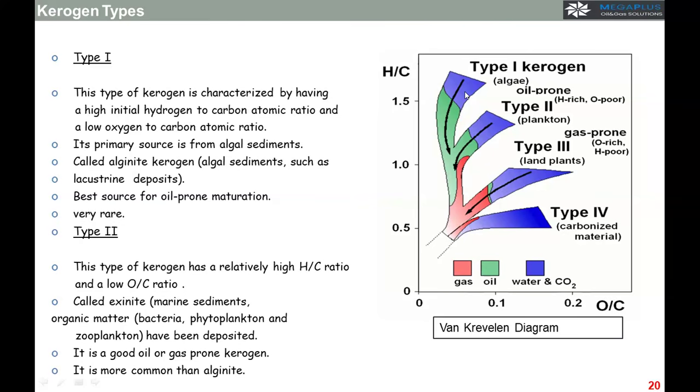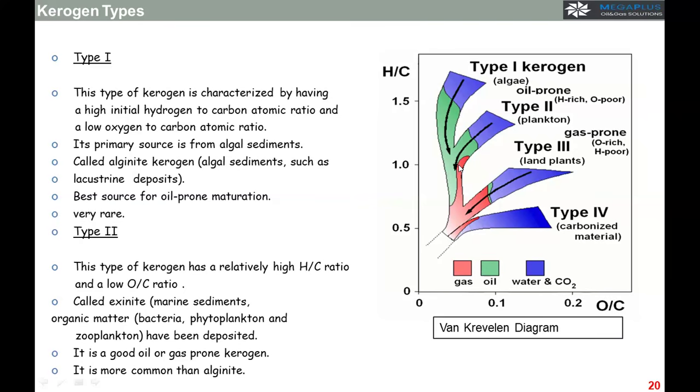Type 2 kerogen has a relatively high hydrogen ratio and low oxygen ratio. It's called exinite. This is from marine sediments, coming from organic matter: bacterial, planktonic, and zooplanktonic. It's a good oil or gas-prone kerogen. It may give you some oil and some gas associated with it. It is the main type for the gas present in the Mediterranean and the Nile Delta.